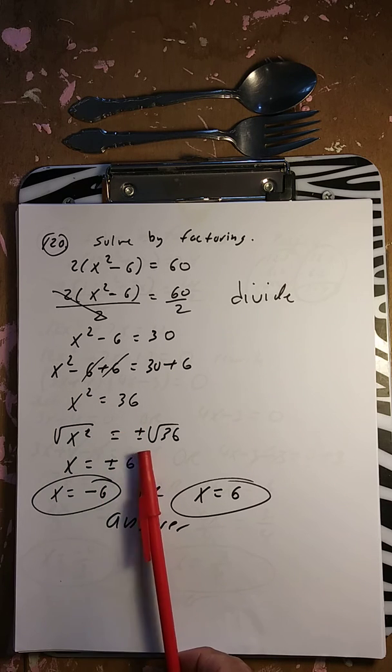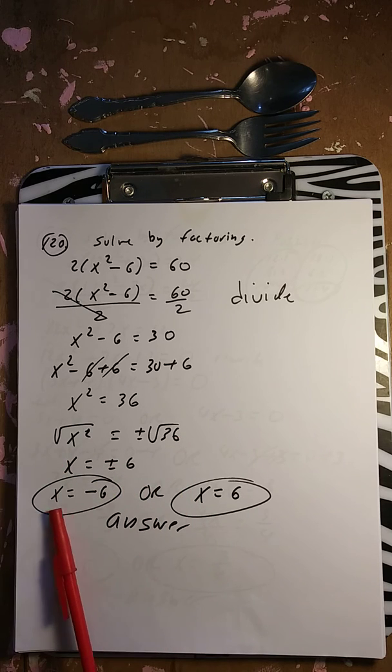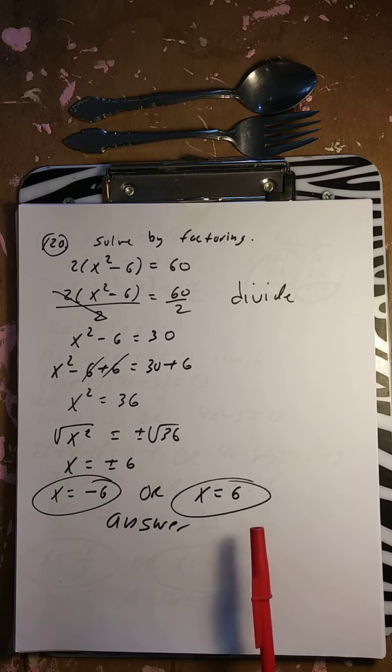Take the square root of this side, take the square root of this side, so x equals plus or minus the square root of this, which is 6. So x equals negative 6, or x equals a positive 6. You can put it back and check it if you want.